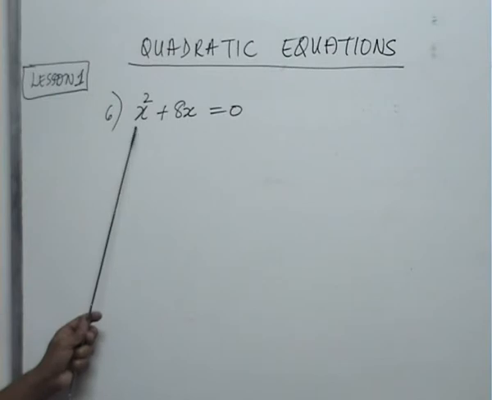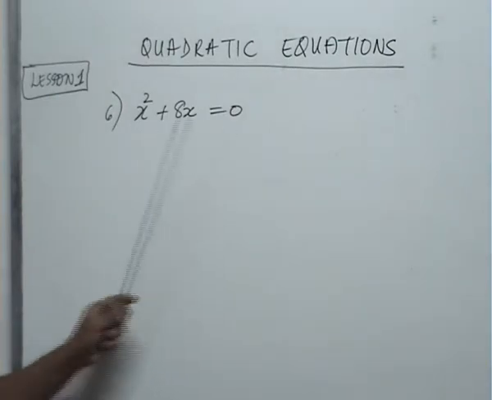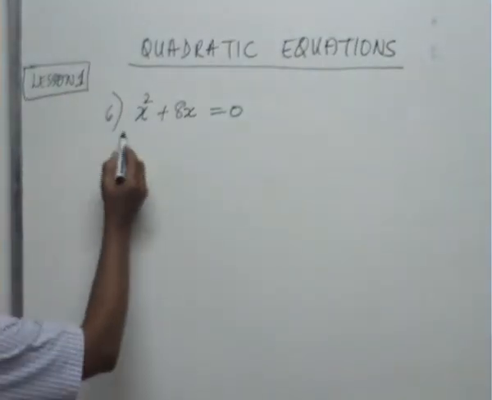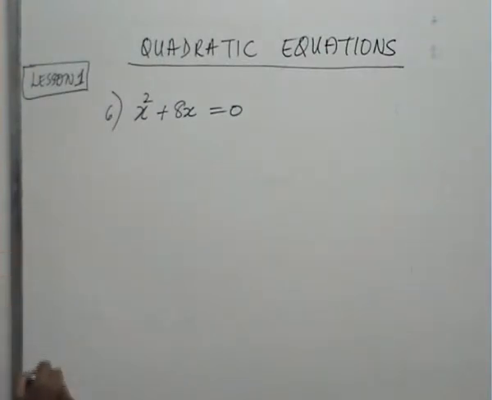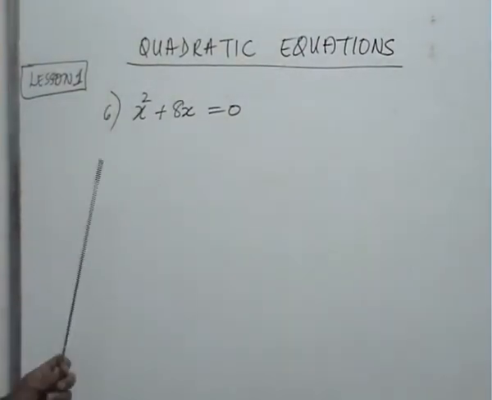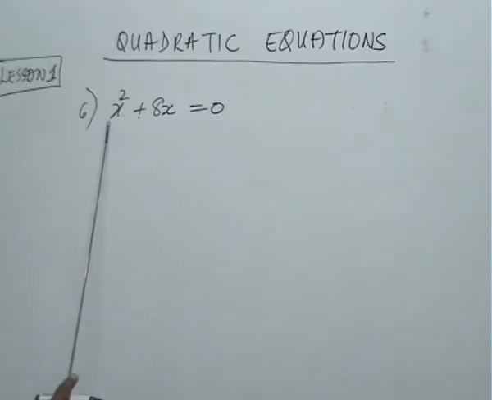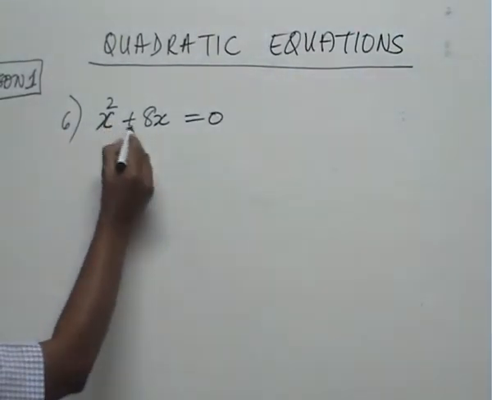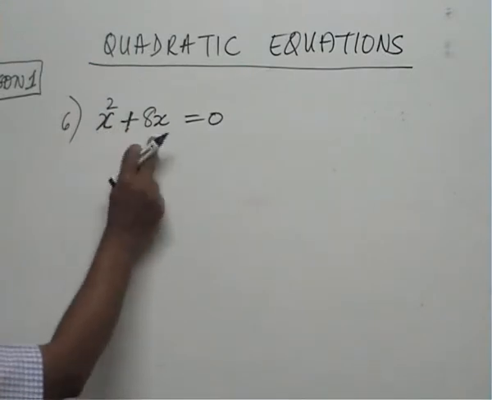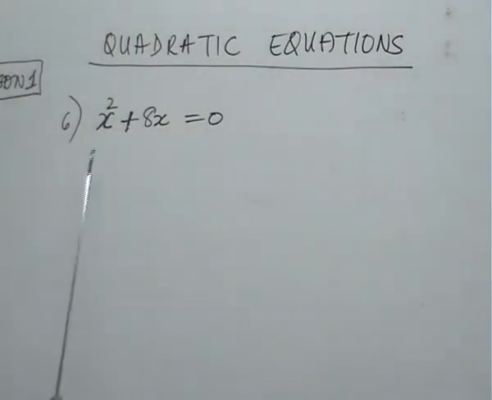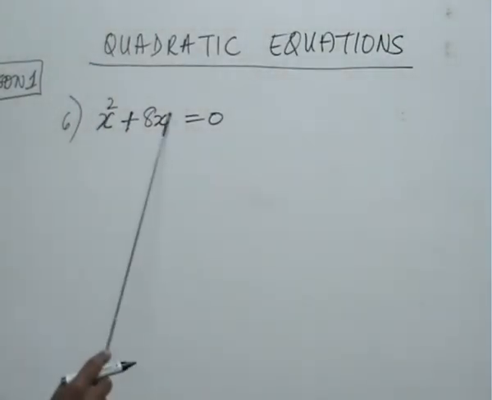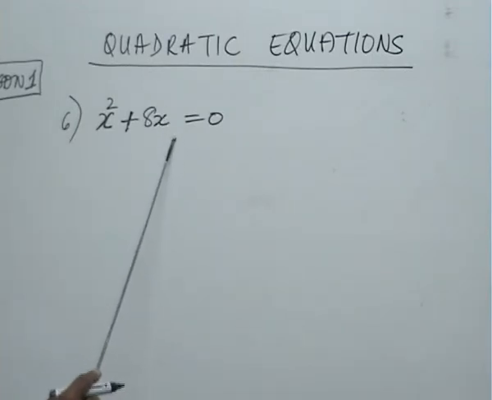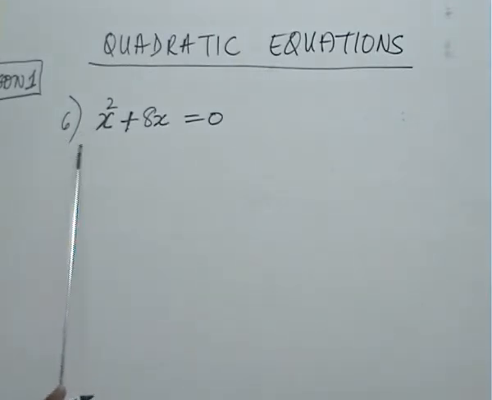Alright, we look at number 6, x squared plus 8x is equal to 0. Well, if you look at this example carefully, is it in standard form? The answer is yes, because everything is on the left hand side and it is equal to 0, and it is x squared, x to the 1. There is no number here. Well, that's fine. You can have a quadratic like this without a number here.